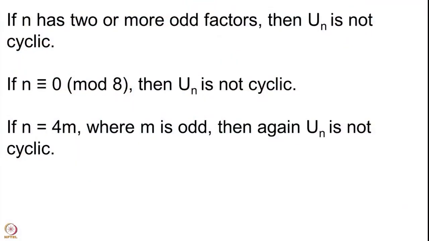So this is the last case, for n is 4m where m is odd, then again U_n is not cyclic. This is because in this case, if you were looking at the square roots modulo n, there is a square root modulo 4, namely 3, the square root of 1, and m being odd will give you at least one more square root, and together with the element 1, you have more than 2 square roots of 1. And so U_n is not going to be cyclic.